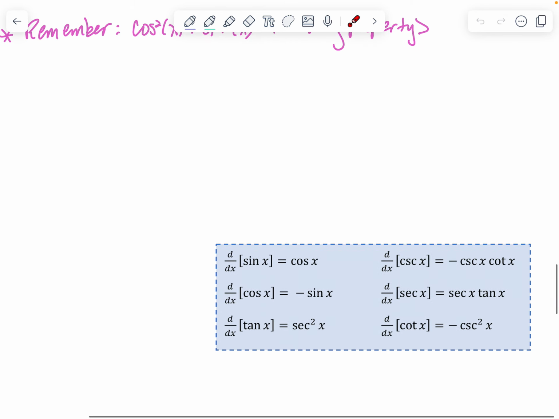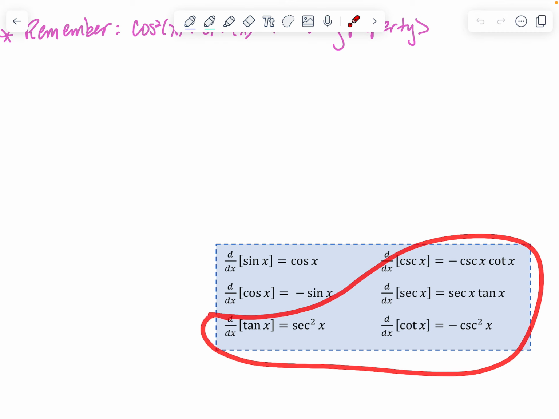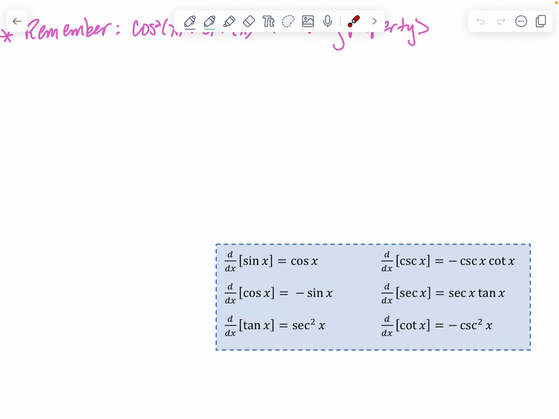Now you can go through all of these yourself, but each of the other core part of the 6 trigonometric functions derivatives are listed here.